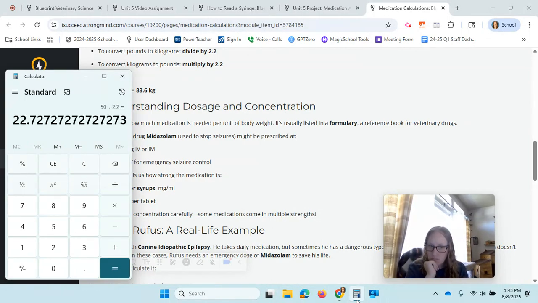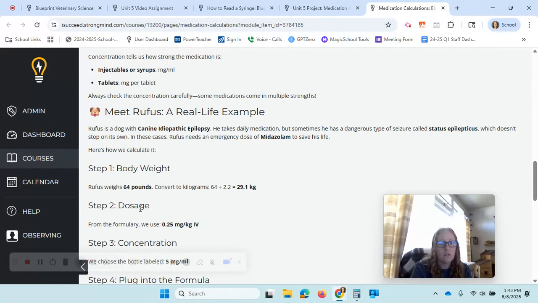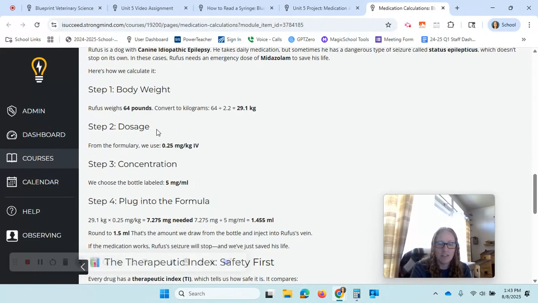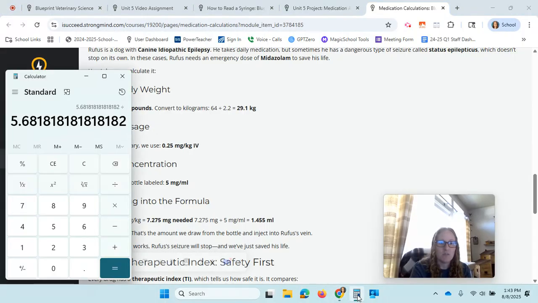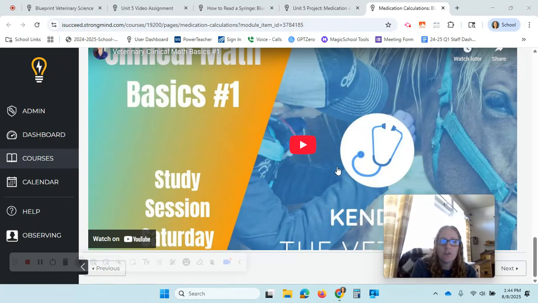You're going to multiply by the dose, 0.25 milligrams per kilogram. That is going to give you your milligrams because you're canceling out your kilograms. And then you're going to divide by the concentration of midazolam, which is 5. So your patient is going to get 1.1 mils of midazolam. Okay, another good example here. And another good video here.